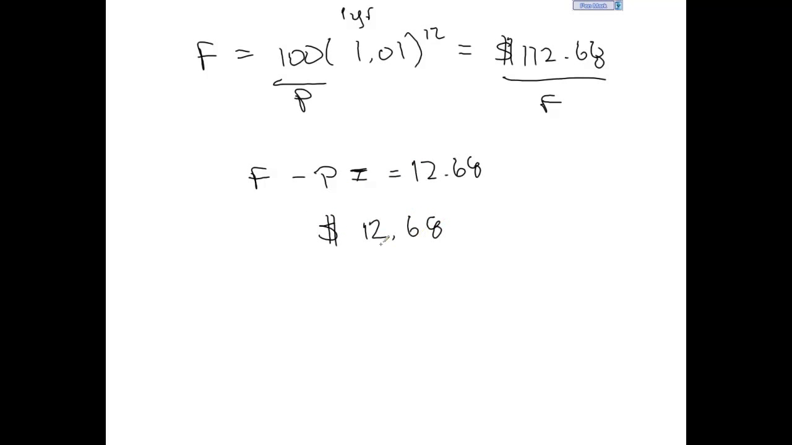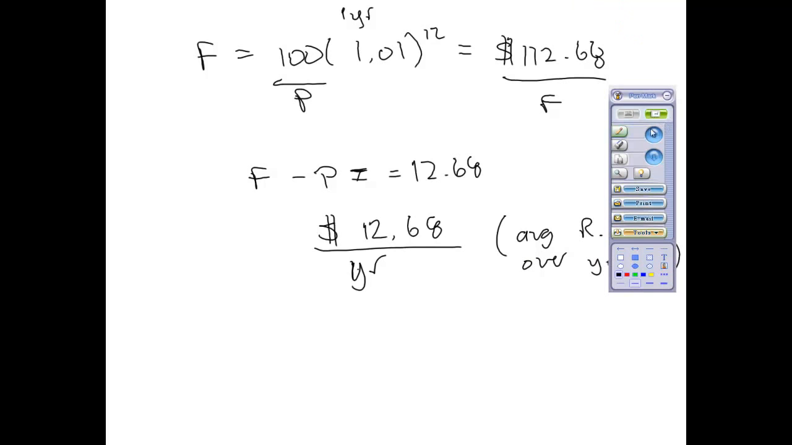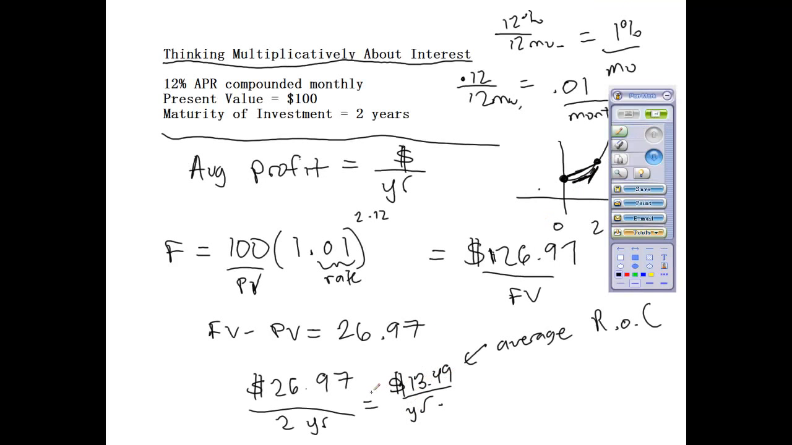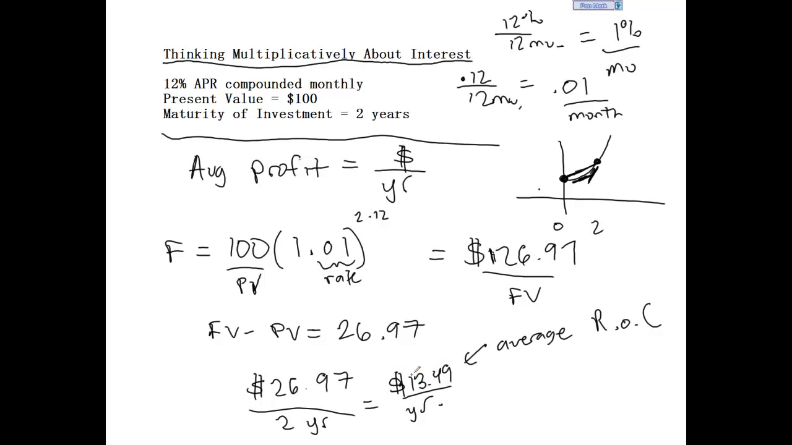So in fact, over the first year, I earned $12.68. This is just the average rate of change over year one. Okay, let's compare that back to the number that we got before, which was $13.49. So what does that tell us?